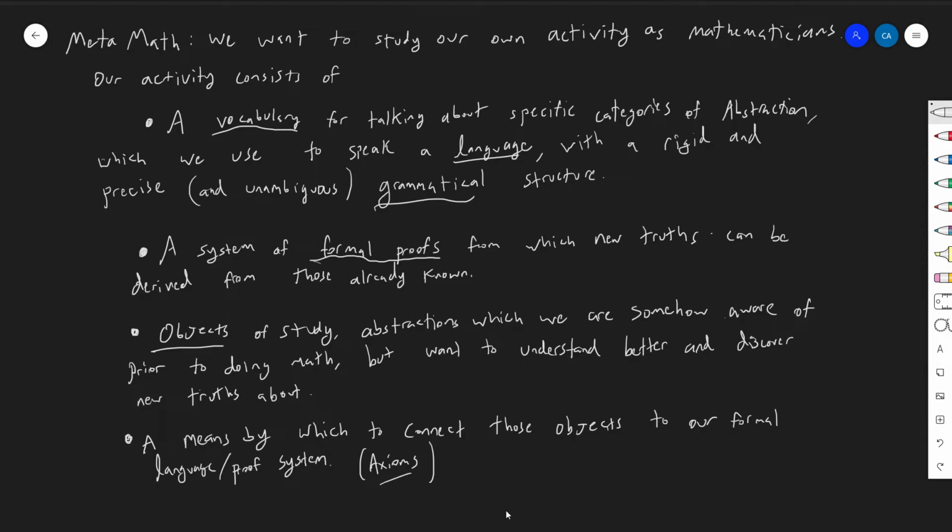So we sort of have four things that we need to talk about. We need to talk about the language of mathematics, the system of formal proofs, the objects of study, and the axioms themselves.